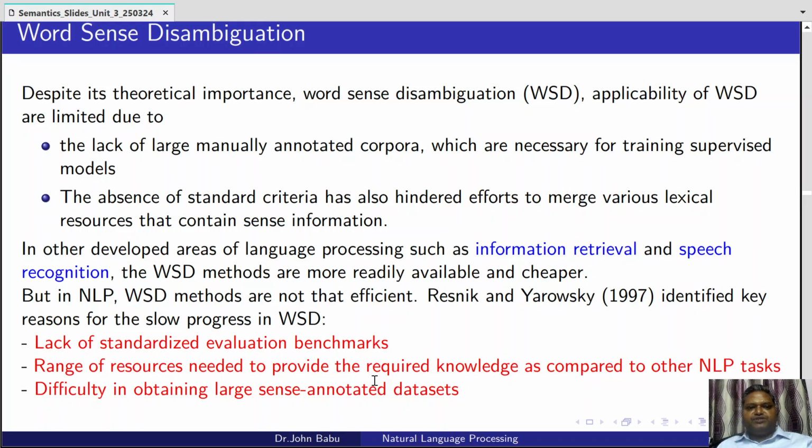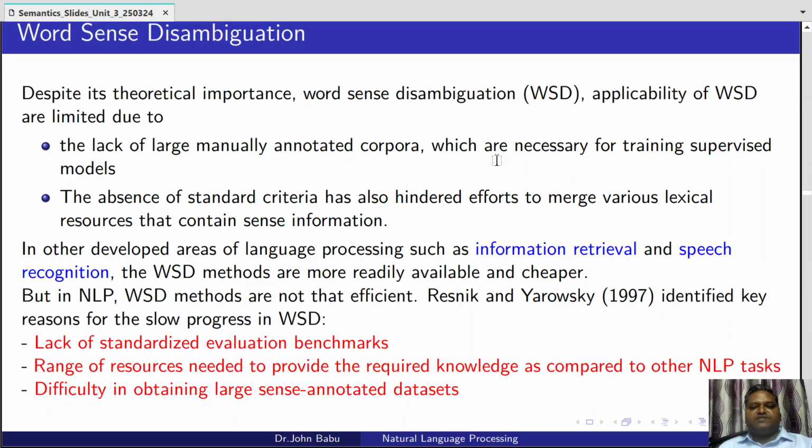So word sense disambiguation is a very, very important and a very, very prominent problem in natural language processing. But still, when we compare the word sense disambiguation problem in other language processing areas, for example, information retrieval systems, speech recognition, their word sense disambiguation is very, very simple and readily available and cheaper. But in NLP, that is not the case. Maybe there are two reasons we can put forth: because there is no manually annotated corpora. There are not many corpus where we have manually annotated data for training supervised models.